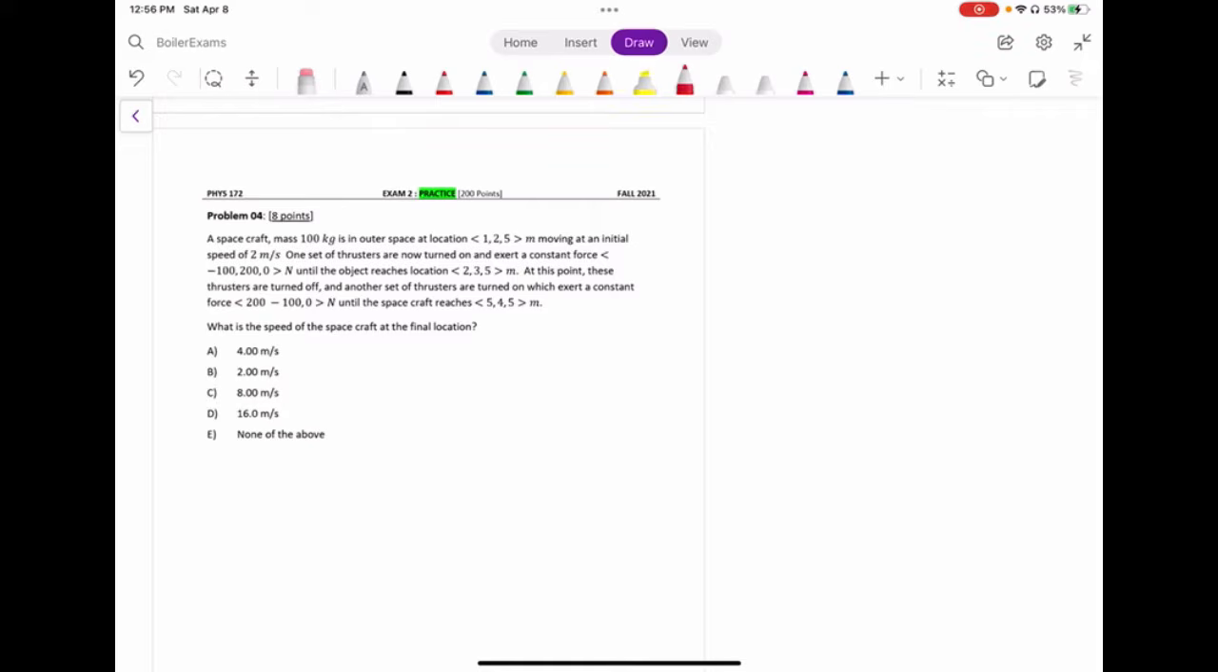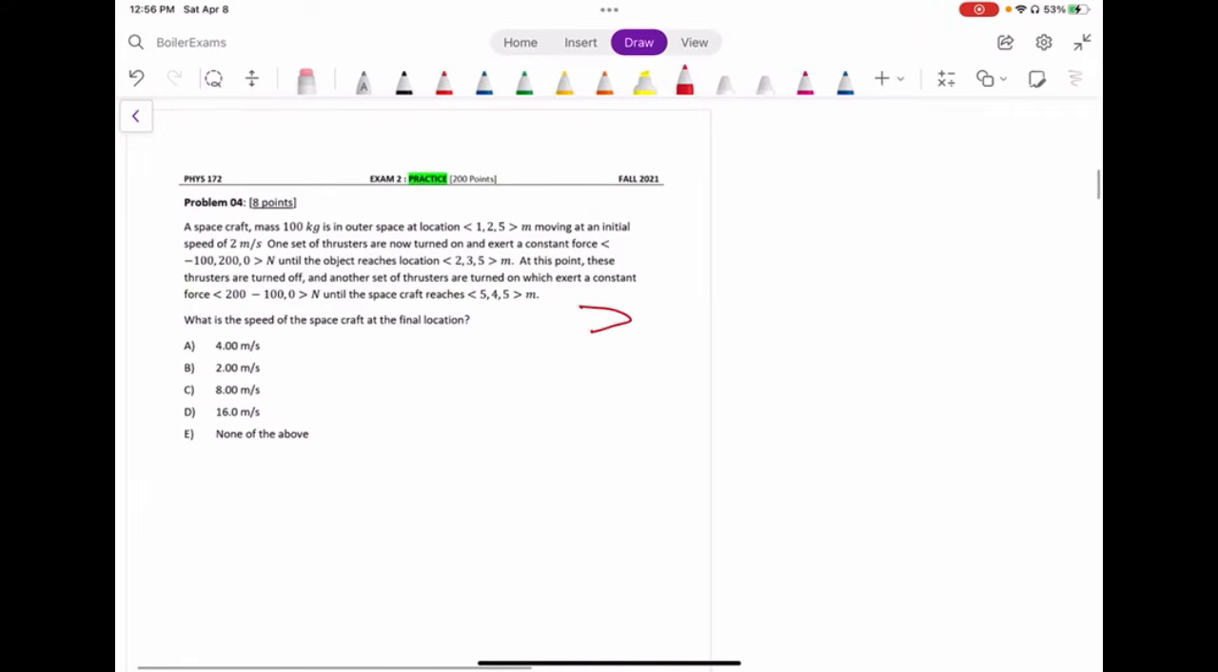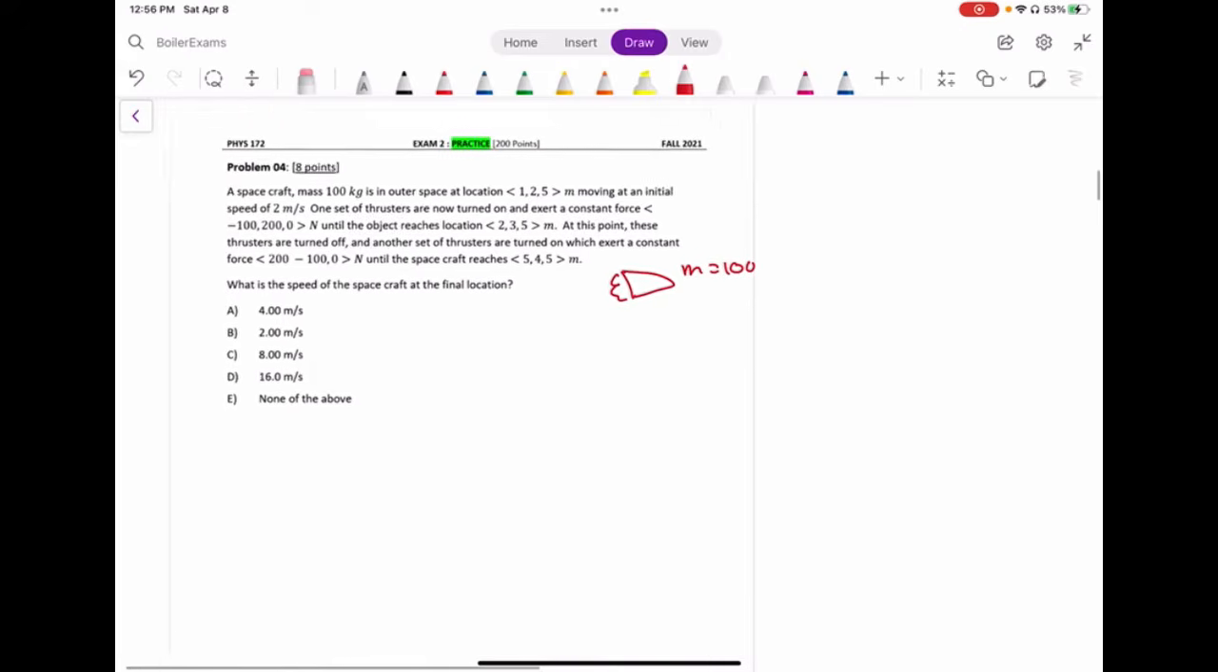Problem 4. A spacecraft with, let's draw a spacecraft. Okay, mass 100 is in outer space at location 1, moving with initial speed. Thrusters turn on, they put a normal force on for some distance, and then the thrusters are turned off, and another set is turned on for another distance. Okay, what is the speed at the final location?